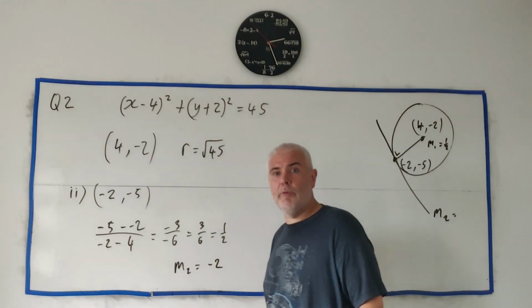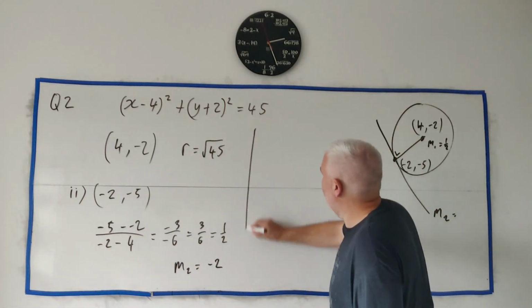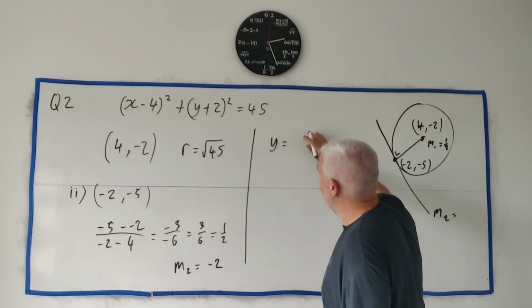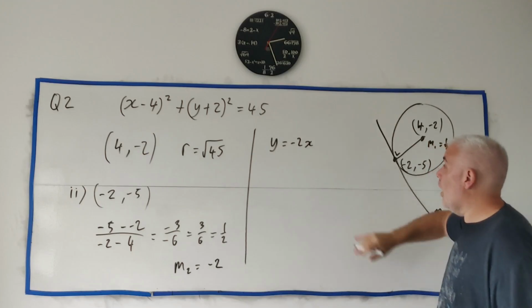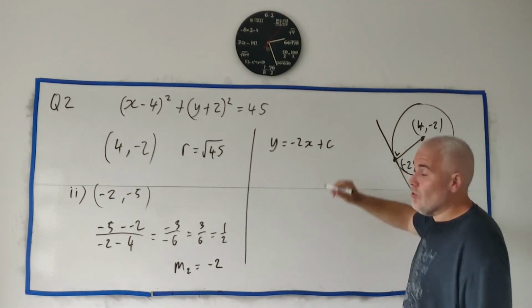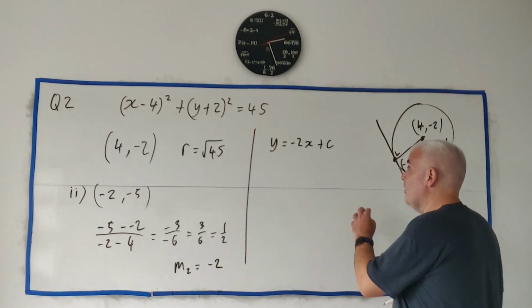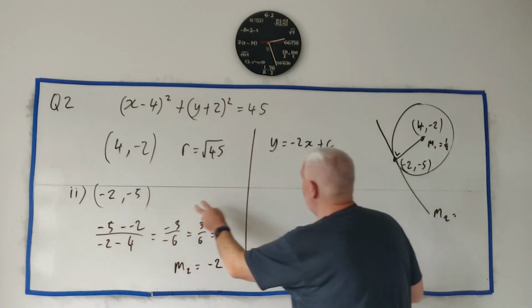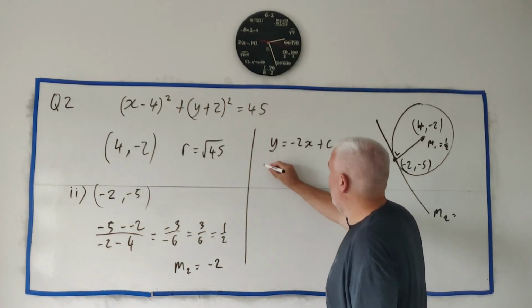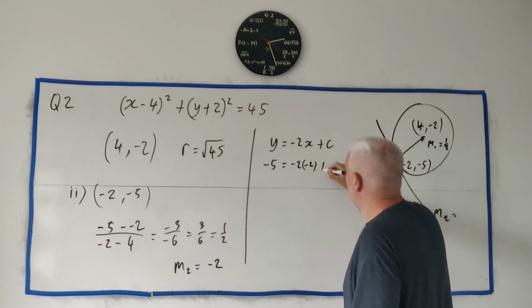So do they ask how they want this equation looking? My favourite way. They want it looking like this. y is equal to the slope, minus 2 in this case, times x plus the y-intercept, plus some c. Just need to find what c is. How I like to do that is I know what x and y is at some point, this point. So I just put those numbers in. I put in minus 5 is equal to minus 2 times minus 2 plus c.